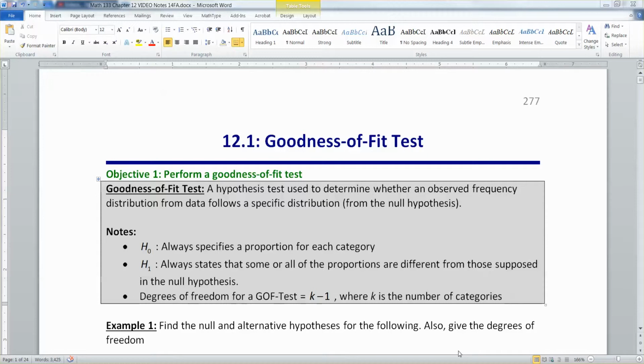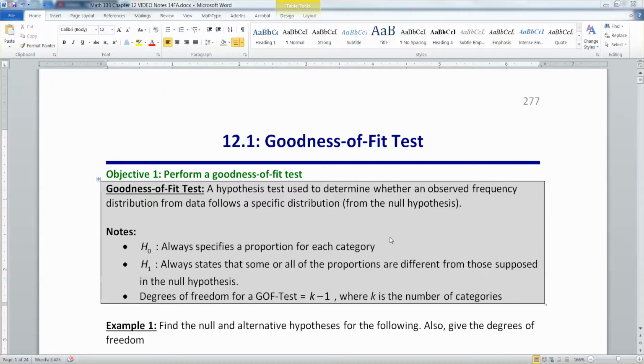But what if we want to test more than that? What if we want to test a whole array of proportions? That's what Chapter 12 is going to be about. Chapter 12 is going to be if you want to test 4, 5, 6 different proportions all at once. You could do 2, but 2 is kind of lame. So that's what we're going to be covering. And there's two main tests that we're going to learn. There's the goodness of fit test and the test of independence.